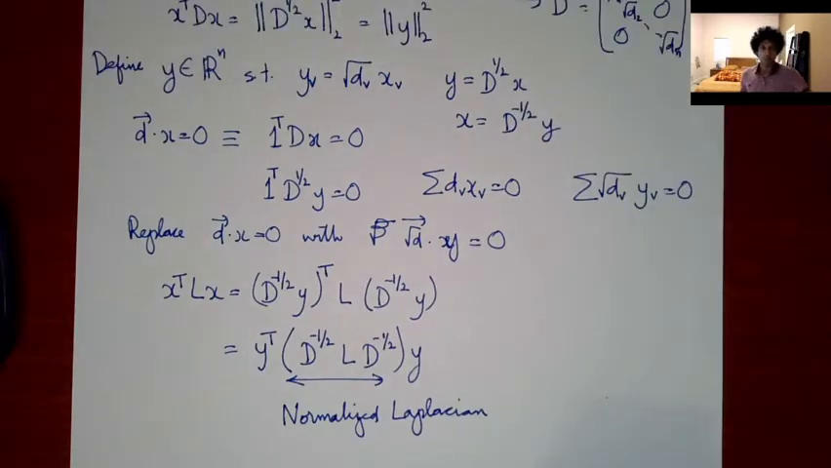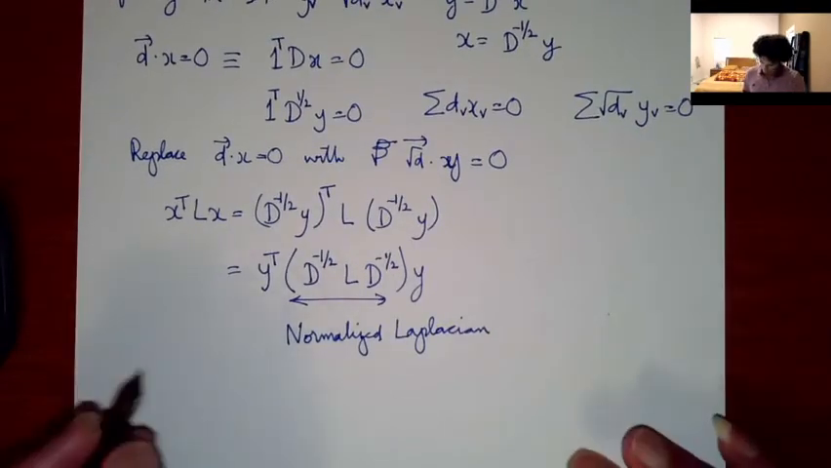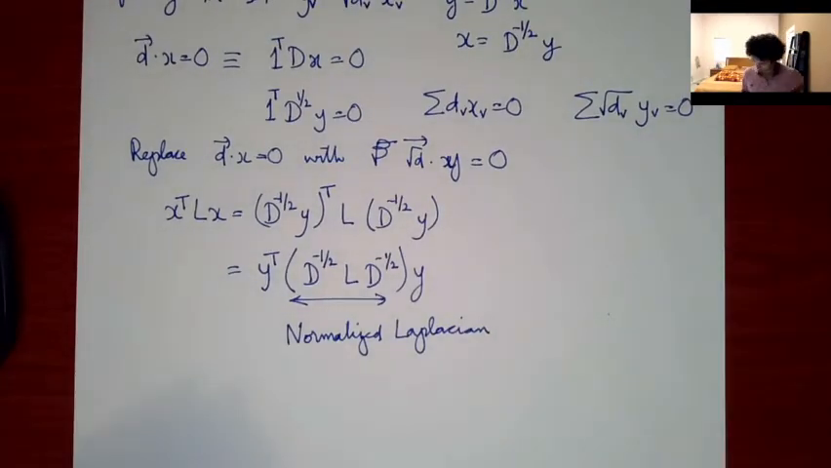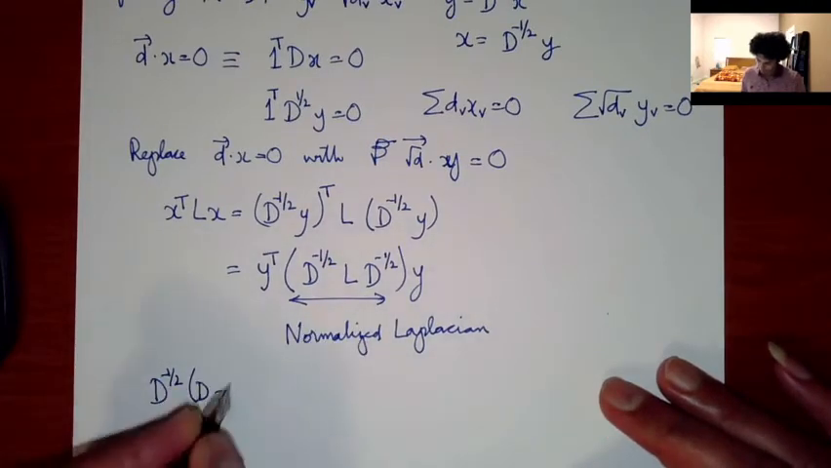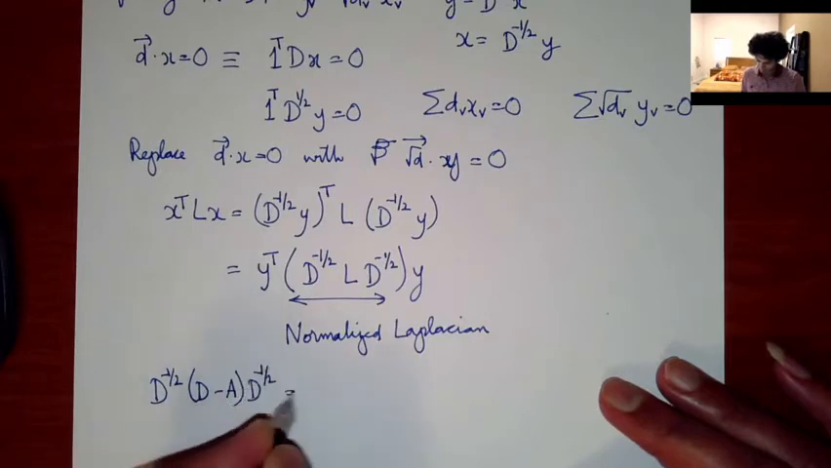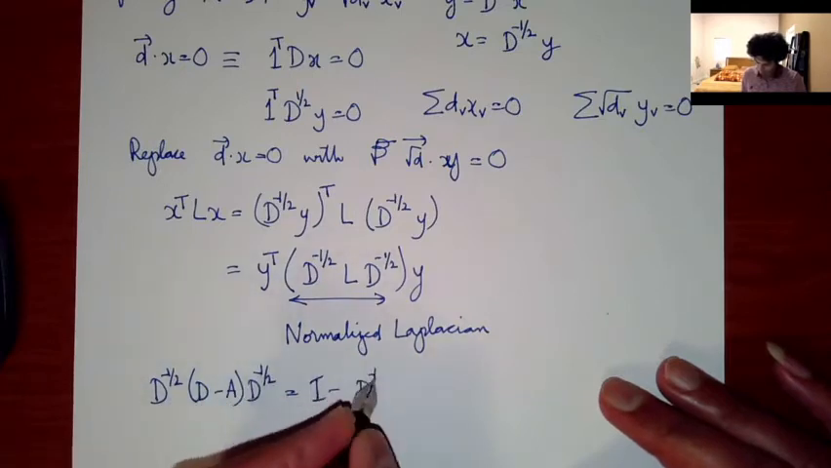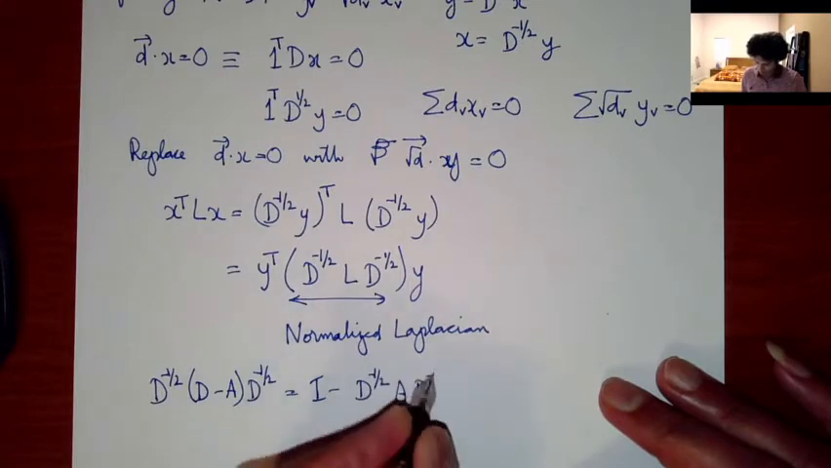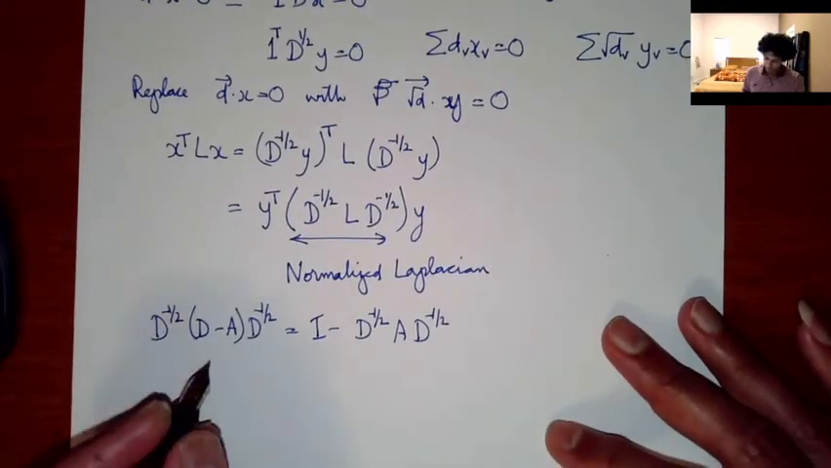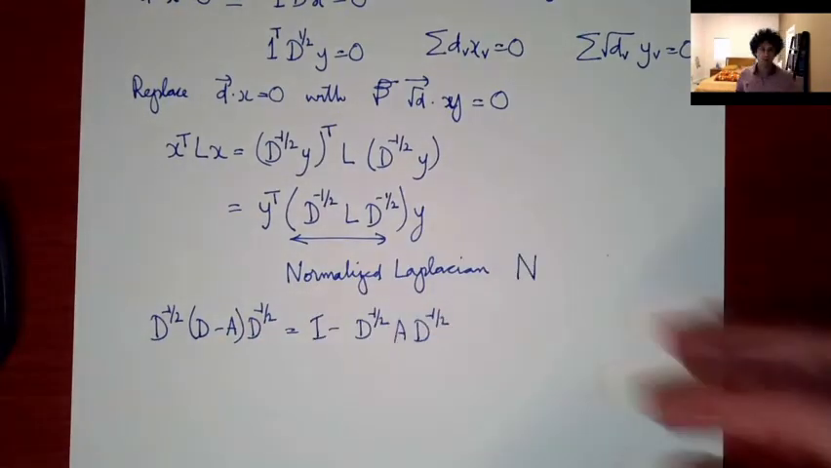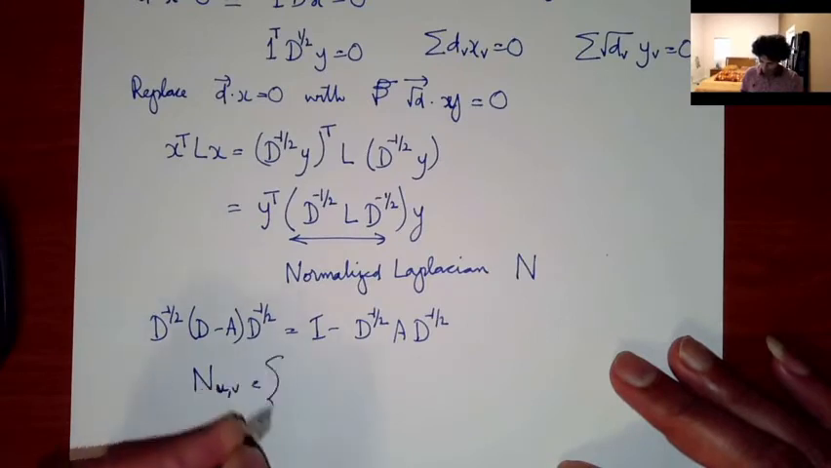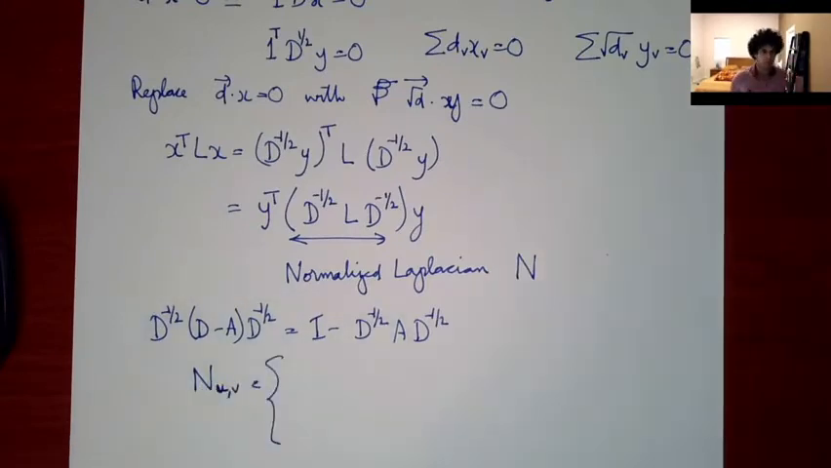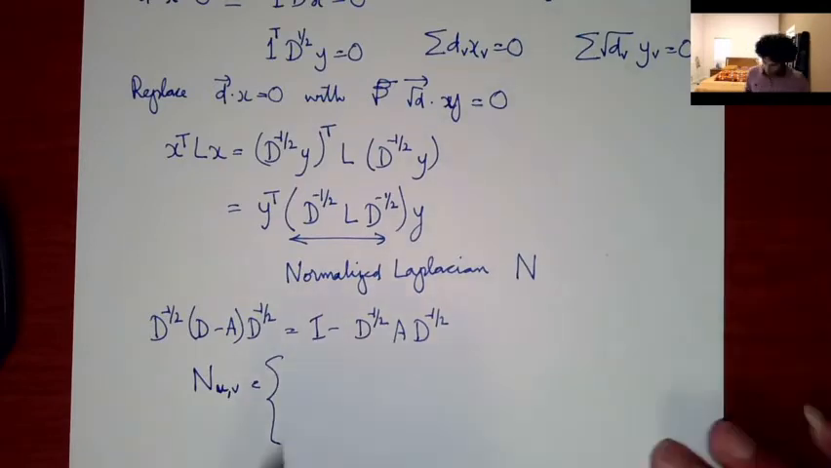This is a normalized matrix, and this is an important matrix for us to understand. So I'm going to just write out what this matrix is. D to the minus half, remember the Laplacian was D minus A. So this just gives identity minus D to the minus half A D to the minus half. The normalized Laplacian is also given this name, N. So what is N_uv? Just convenient to write this out so that we see what's going on here.